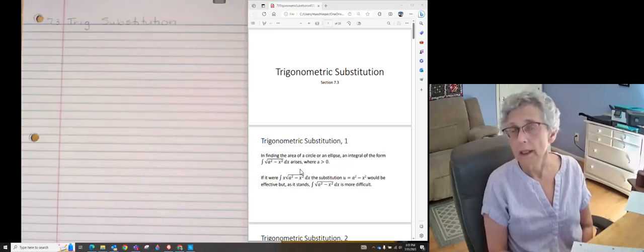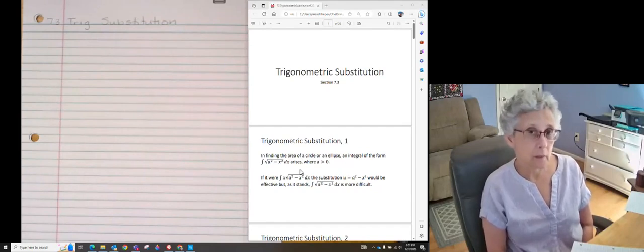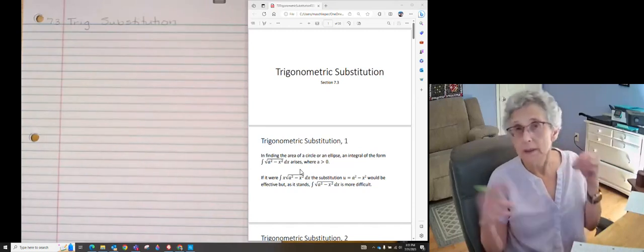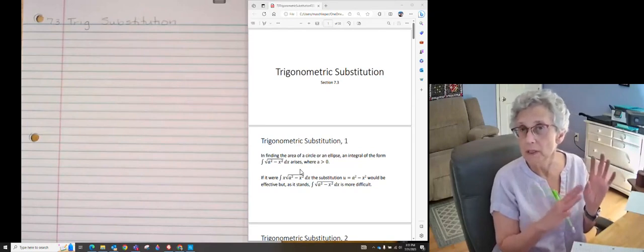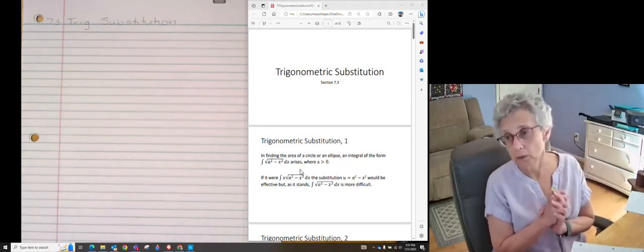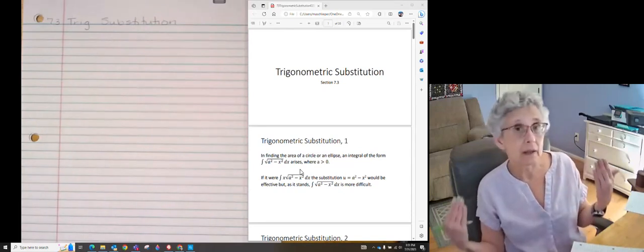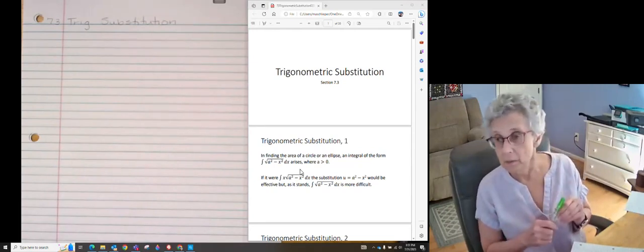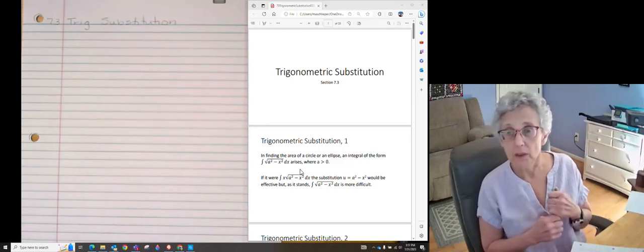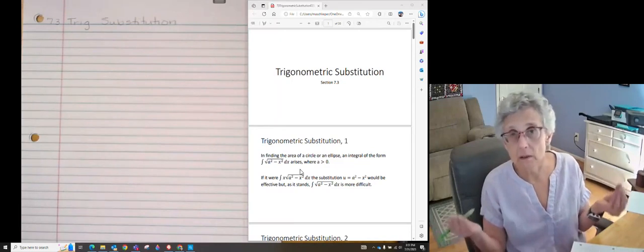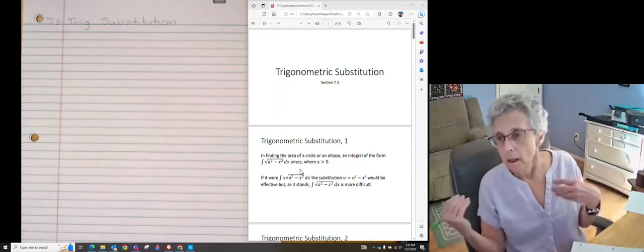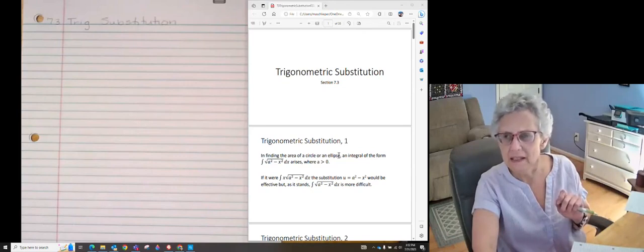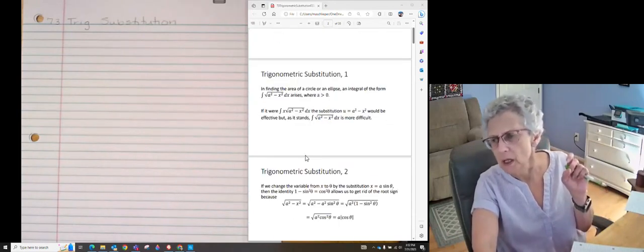Trig substitution is going to come in handy when we have a sum or difference of a squared variable and a number, and we don't have an extra variable sitting outside that will allow magic to happen to do u substitution. Something like finding the area of a circle or an ellipse, as we see here on the PowerPoint. You end up with the square root of radius squared minus x squared, whatever your radius is. So if you had that extra x, it would be straightforward.